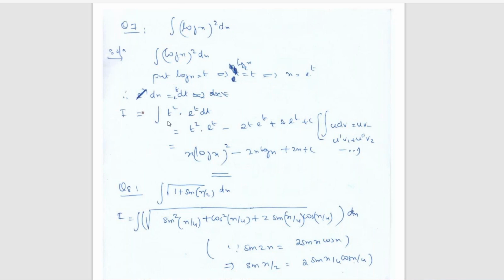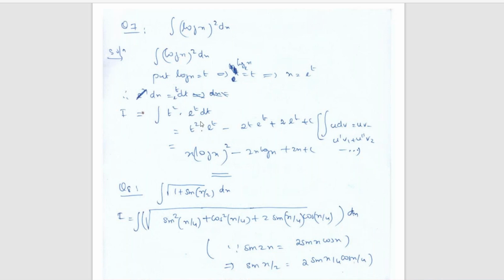How to integrate this? Integral t square into e power t dt. That is a product of an algebraic function and an exponential function. Here again we are going to use Bernoulli's formula, which is based on integration by parts. Integral udv is uv minus u dash v1 plus u double dash v2 minus etc. Use this formula. Here u is t square and dv is e power t dt. So u is t square.